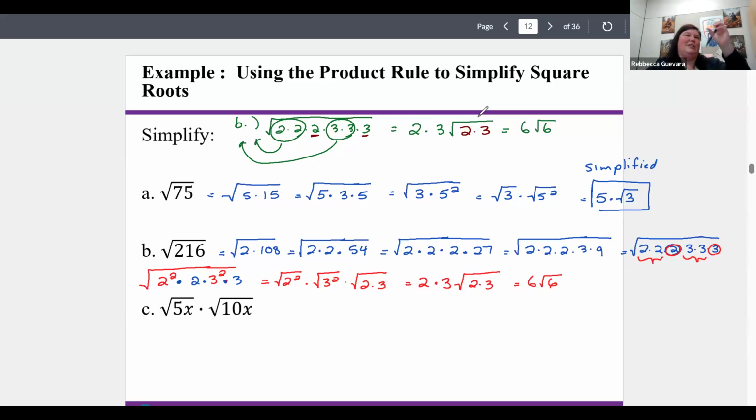So some people, like I said, they just like to find the pairs and just pull them out front. Or you can sit there through the work and go, okay, well, I have a 2 squared. I need to break that up as a product under a radical, like I said here in red.